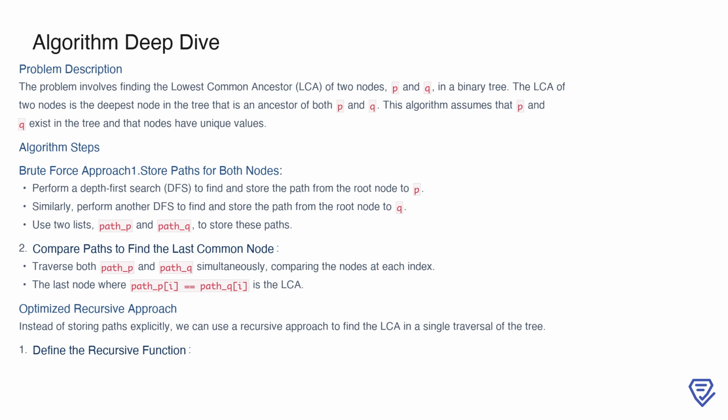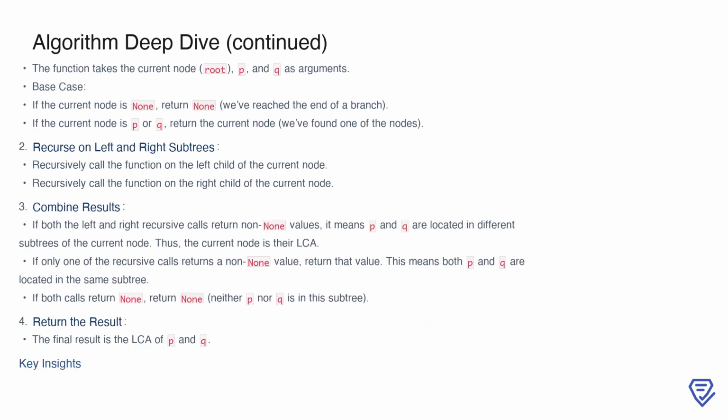To address this inefficiency, an optimized recursive approach can be used, allowing us to identify the LCA in a single traversal of the tree. In the optimized recursive approach, we define a function that takes the current node, root, along with the nodes P and Q as arguments. The base cases ensure the recursion terminates appropriately. If the current node is none, it returns none, indicating we've reached the end of a branch. Similarly, if the current node matches either P or Q, we return the current node because we've found one of the target nodes.